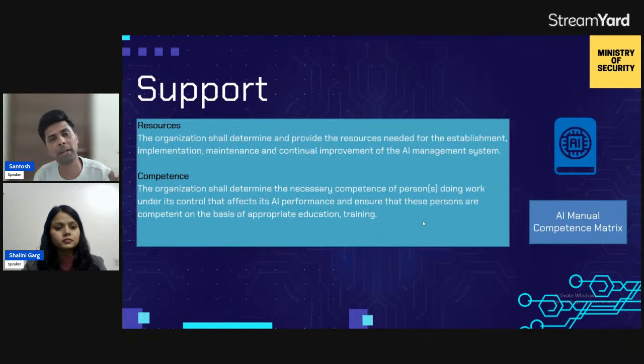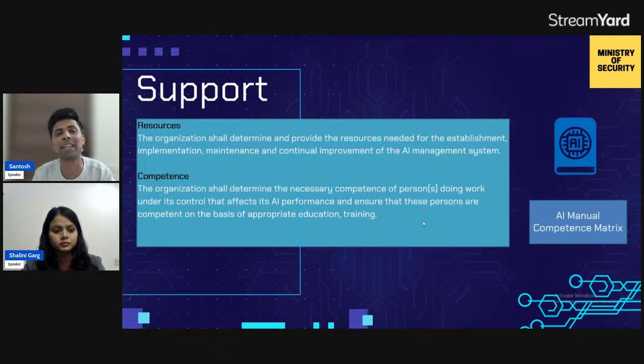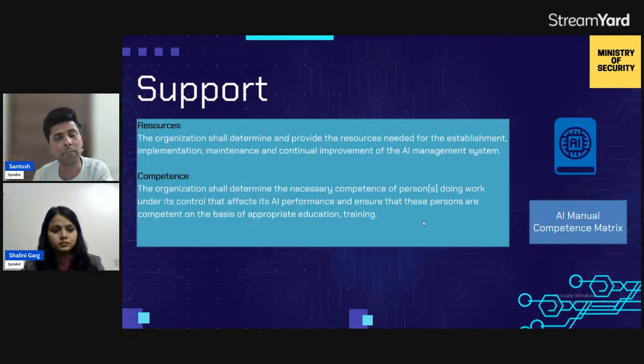Your competency matrix will talk about the actual roles and responsibilities, which you will map against your current roles and responsibilities. Any competence gaps or skill set gaps, you will identify as a training gap, and you will feed that into your training calendar. That's how the competency matrix talks to your training calendar.